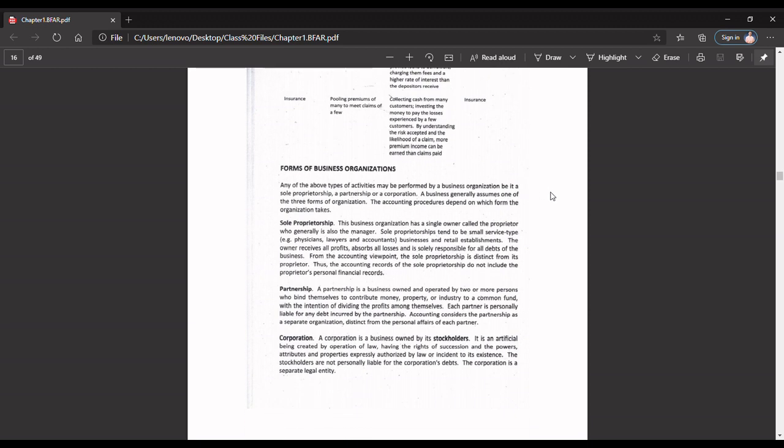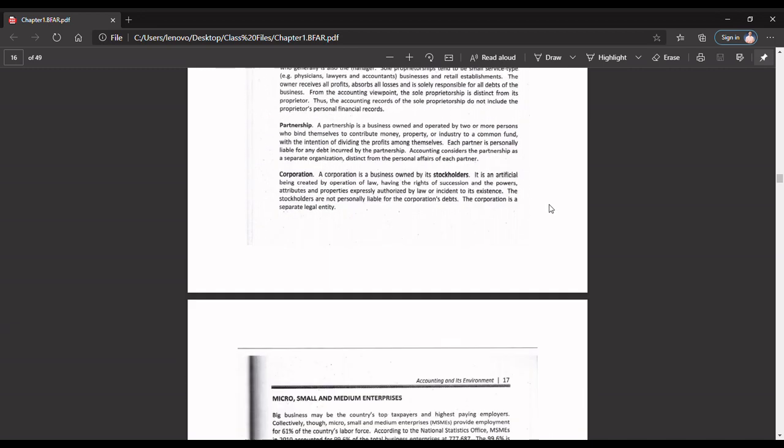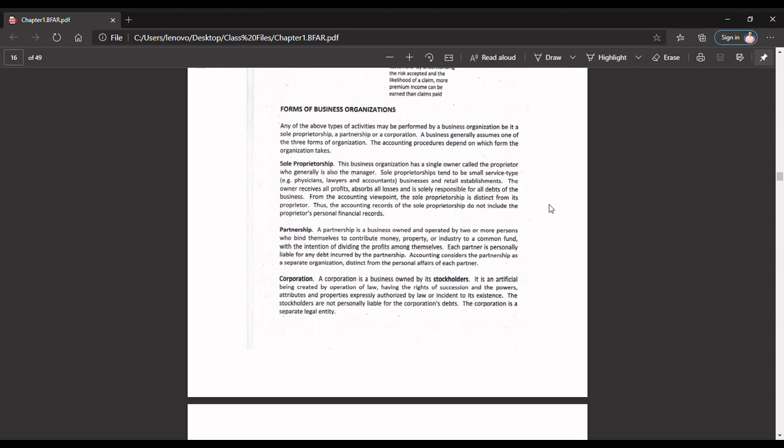So, we move on to the forms of business organization. We have three types of business organizations. We have sole proprietorship, partnership, and corporation.